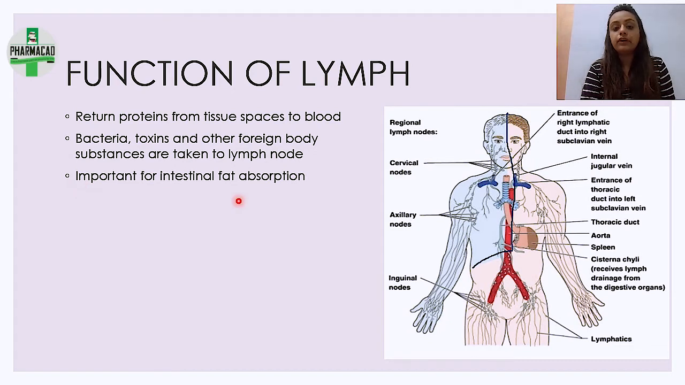Third is important for intestinal fat absorption. Our fat is absorbed through the lymphatic channel. Whatever fat we ingest is absorbed through the lymphatic channel and then carried to the liver. That is called chyle because its color becomes like a milky fluid. So thus lymph acts as a medium to carry the fat from the intestines to the liver. That is the third important function.